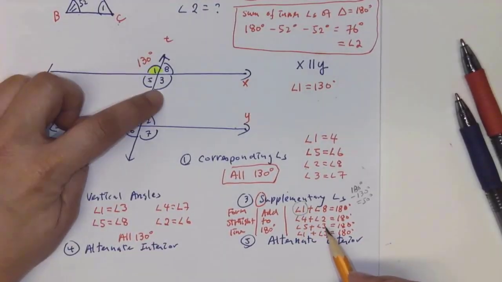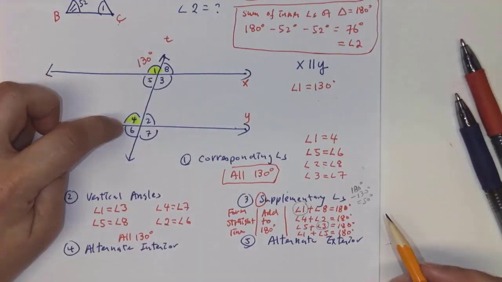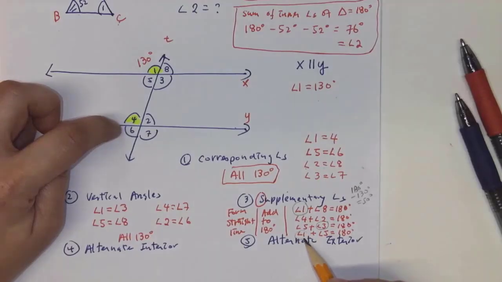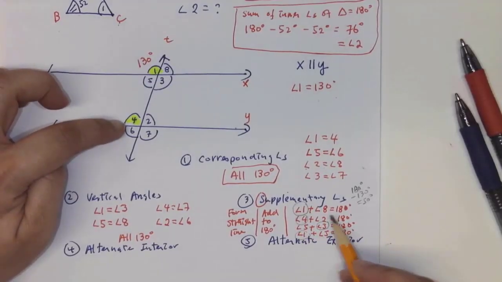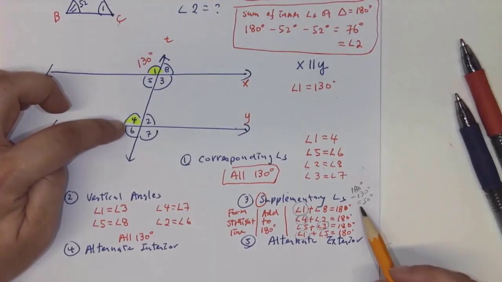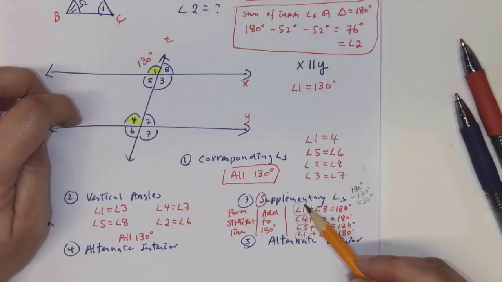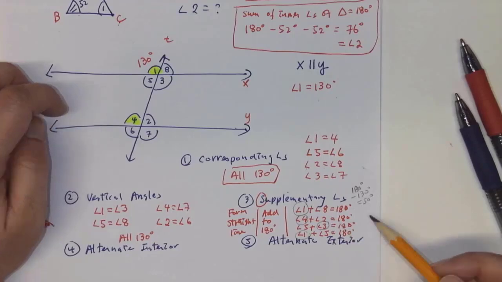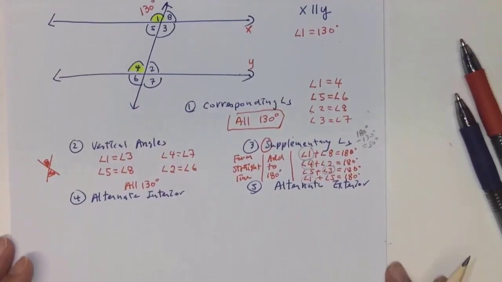Which one else? Angle 3 is 130 because it's vertical, right? And then over here, angle 1 is 130. 2 and 4, 2 and 4 here. Angle 4 is 130, right? So the rest of them would be 50. Is it okay? Because if one is 130, the other one is 50, right? I just don't have enough room to spell it out. But do you get the idea?